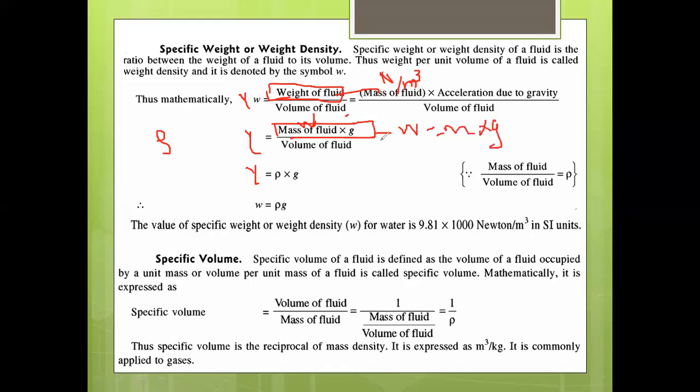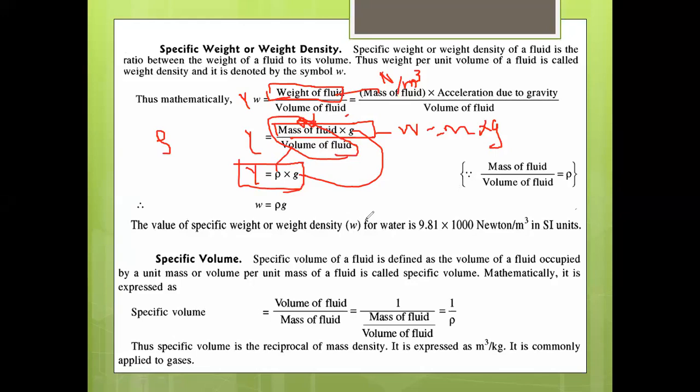So here, instead of weight, I can write mass of the fluid into small g. This mass upon volume is nothing but the mass density, and this g we take as it is. Here we get the new relation between the mass density and the weight density: gamma is equal to rho into g. This is the relation between mass density and weight density. All of you must remember this relationship, keep it in mind.